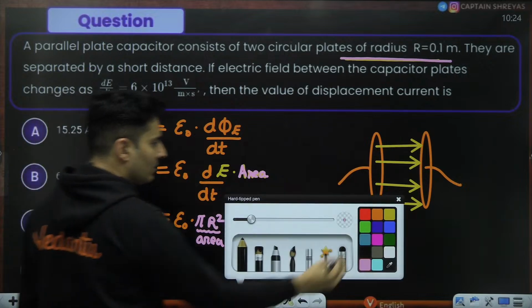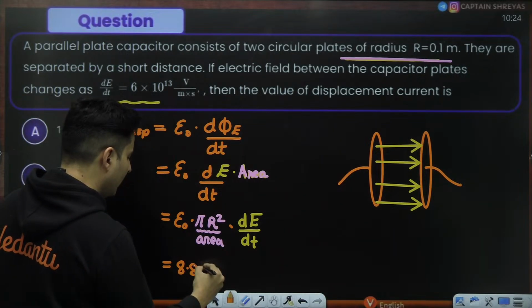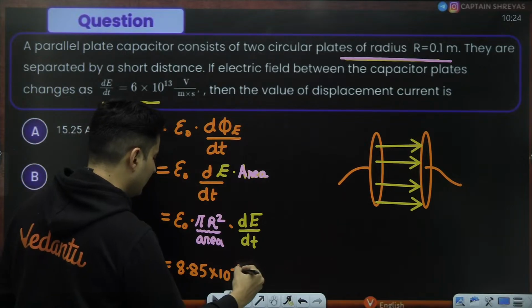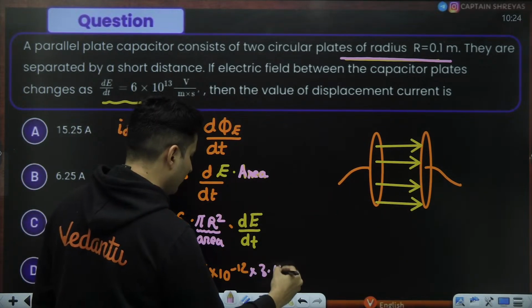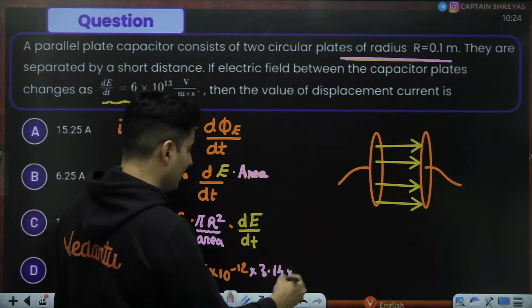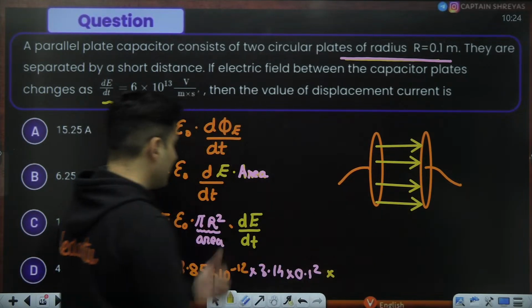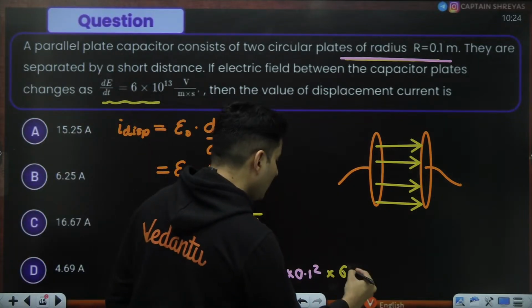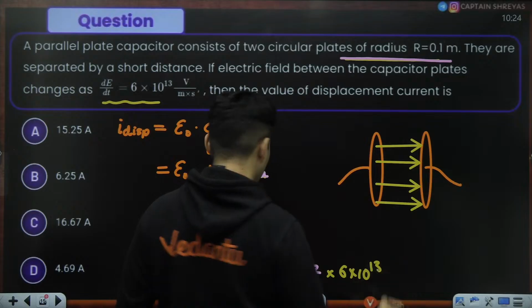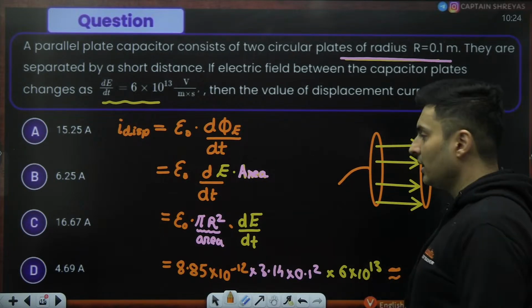Okay, so now you just have to substitute everything. What is the value of epsilon naught? 8.85 times 10 to the power negative 12. What is the value of area? That is nothing but 3.14 times radius 0.1, so 0.1 square. What is the value of rate of change of electric field? Well, that is given to be 6 into 10 to the power 13 units. Is that okay? So just solve this and you will get an answer.